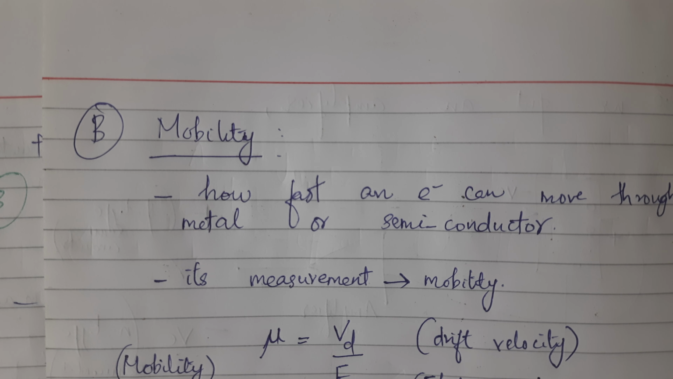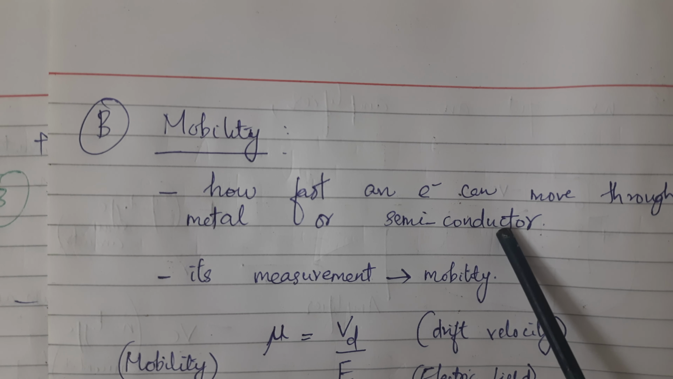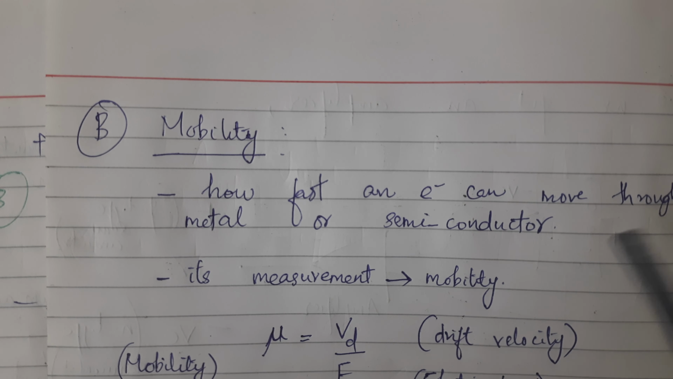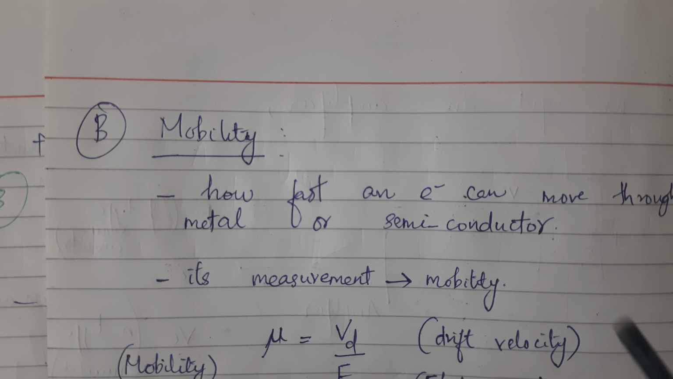I will tell you one more thing regarding the difference between mobility and drift velocity. Mobility is how fast an electron can move through a metal or a semiconductor. Suppose electrons move randomly. In the conductor or semiconductor, one electron will touch another electron, then that electron will go and touch another electron. This is usually called the random movement. So how fast they are moving, that is what we measure as mobility.